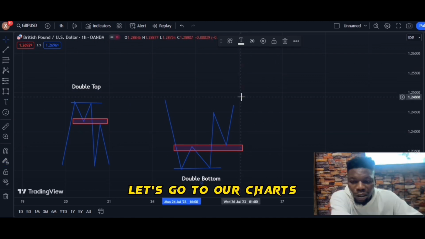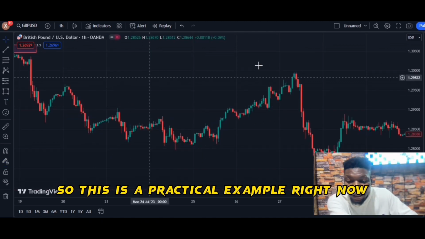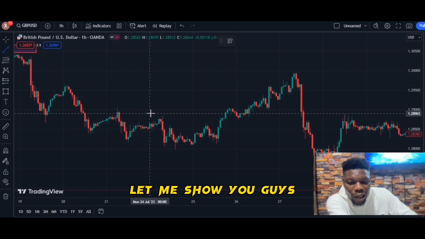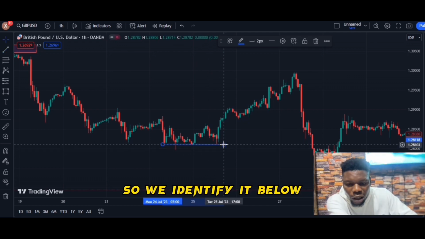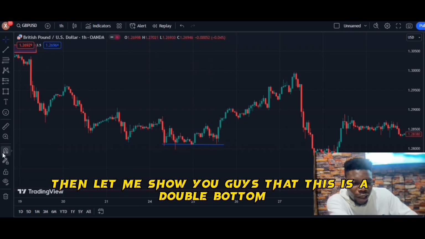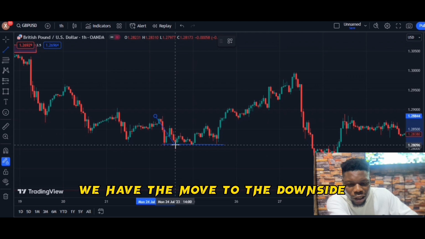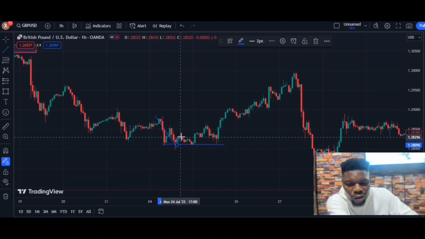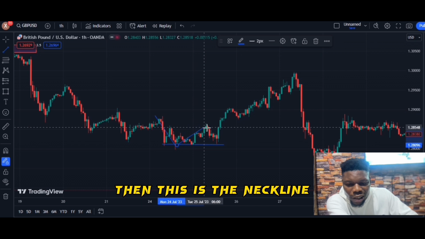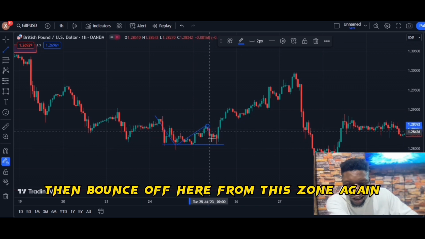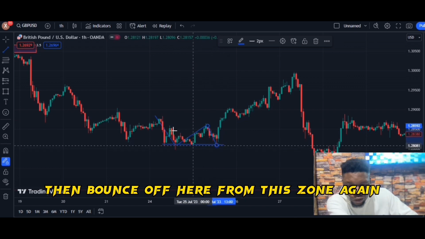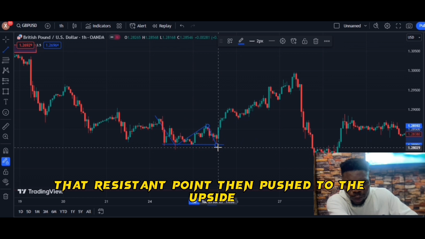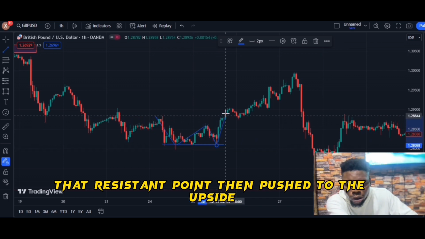Let's go to our chart. Let me show you guys practical examples. This is a practical example right now. We had equal lows here, so we identify the low. Then let me show you that this is a double bottom. We have the move to the downside, then a bounce off this resistance zone, then this is the neckline. Then it bounced up here from this zone again, bounced off that resistance point, then pushed to the upside.